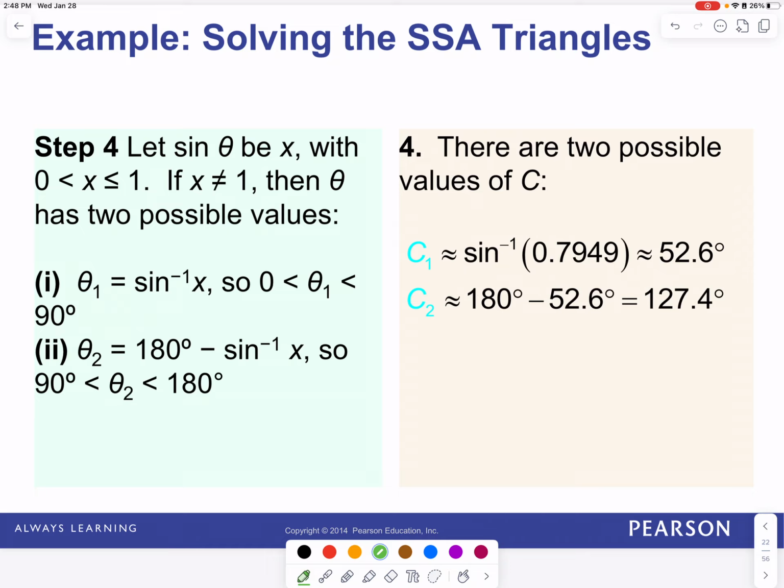So let the sine of theta be x, where x is between 0 and 1. Then theta has 2 possible values. Okay. So there are 2 possible values.